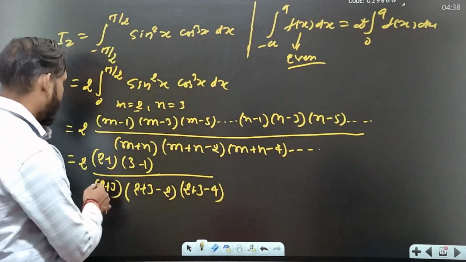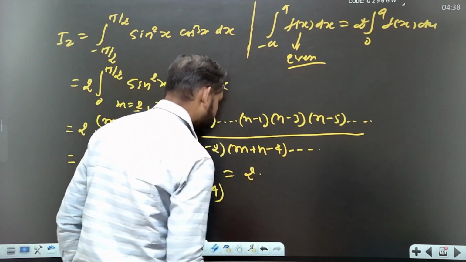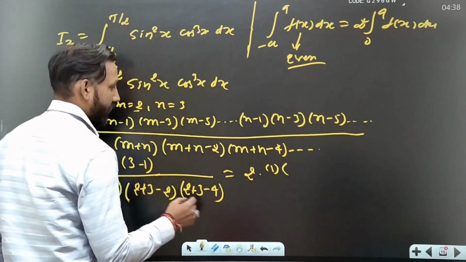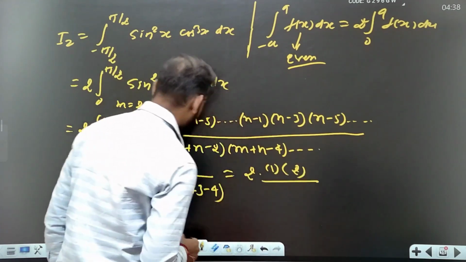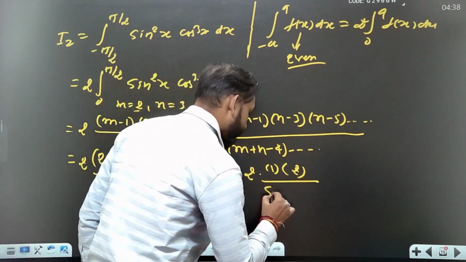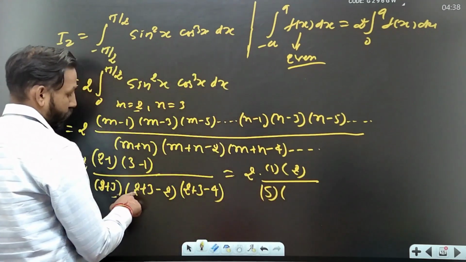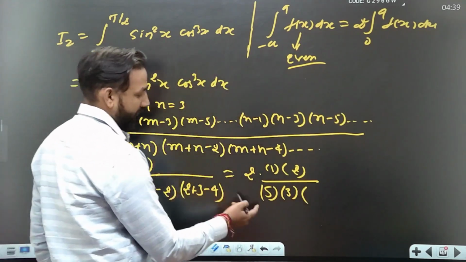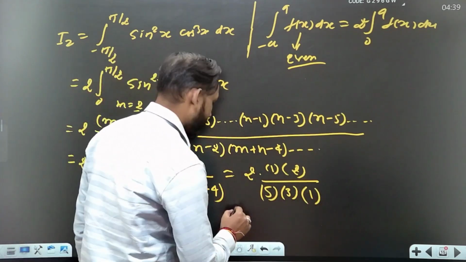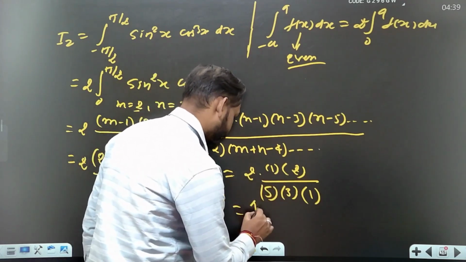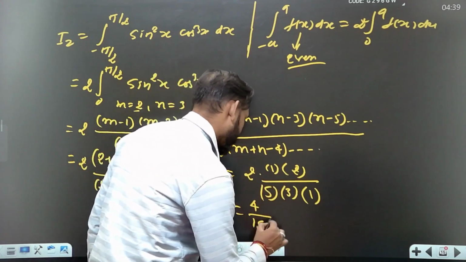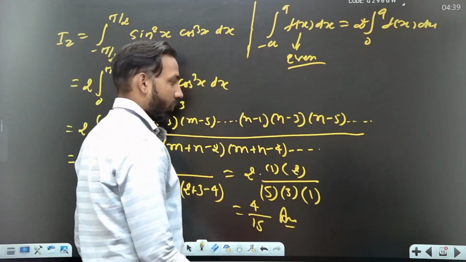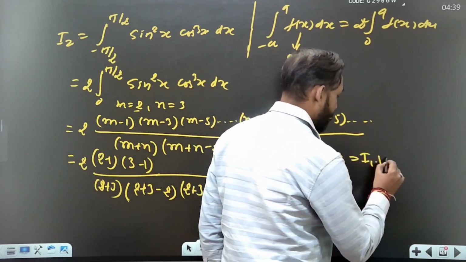Okay, now 2 multiplied by 2 minus 1 is 1, and 3 minus 1 will be 2, over 2 plus 3 will be 5, 2 cancels out from 2, which is 3, and this 2 plus 3 is 5 minus 4 is 1, right? And we have here 2 into 2 is 4, and 5 into 3 is 15, and this is our answer because the value of I1 is 0 and I is equal to I1 plus I2.